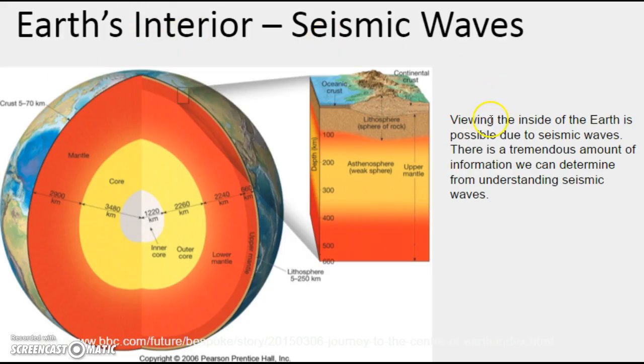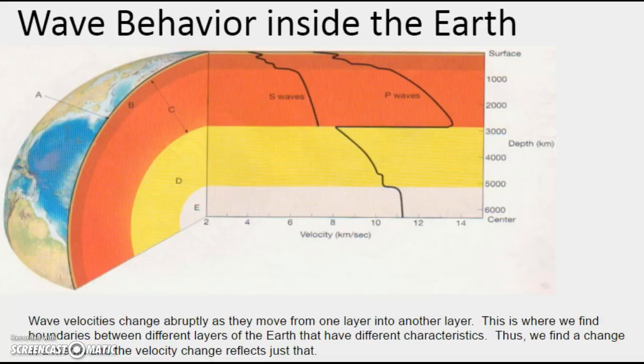So the Earth's interior, viewing the inside of the Earth, is possible due to seismic waves. There's a tremendous amount of information we can determine from understanding seismic waves. We can actually put these very distinctive layers and depths to the Earth and determine its infrastructure simply by studying the waves. And last but not least, the wave behavior inside the Earth can be graphed and mapped very specifically. Notice S waves die out here at letter D. And that should be obvious to you because letter D is the Earth's outer core. It's liquid. Transverse waves cannot transmit into liquids, but primary or longitudinal waves can.